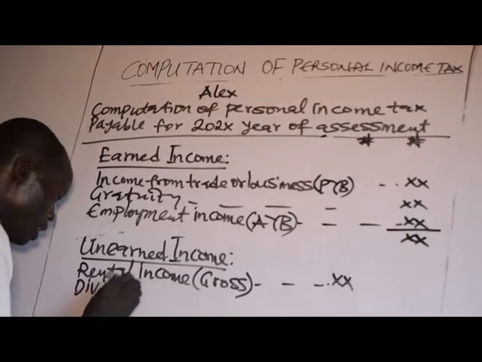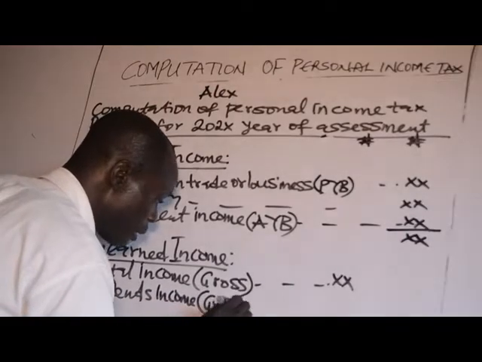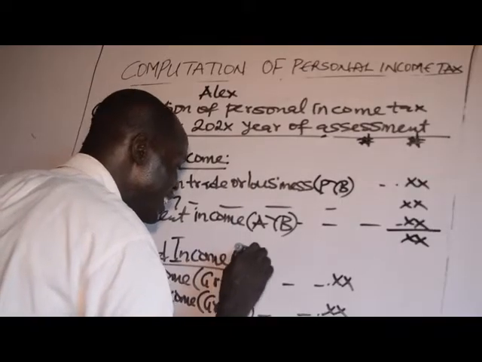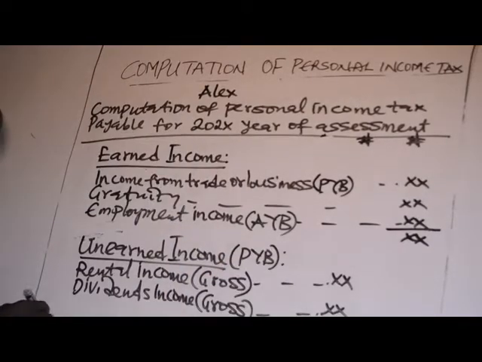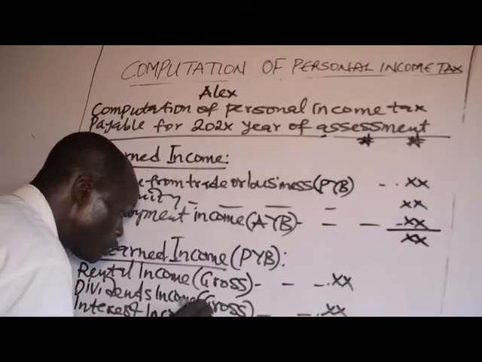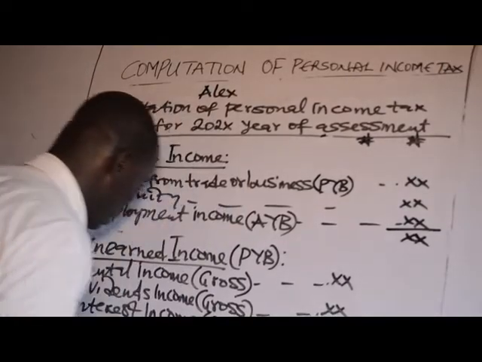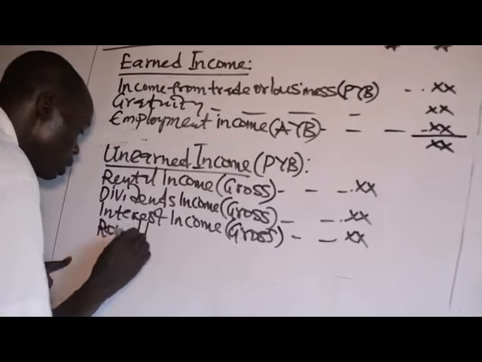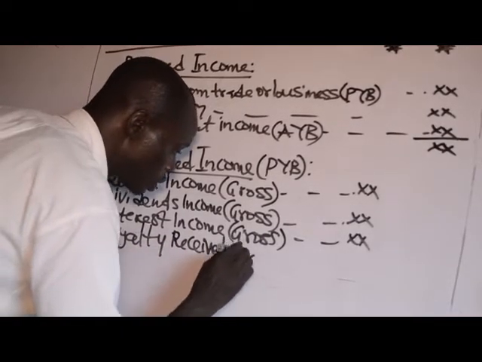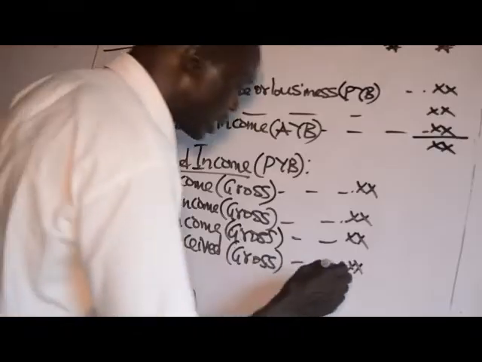Dividend income. It has to be reported gross. You have to gross it. And for the unearned income, I've told you that all the unearned income is on preceding year basis, PYB. Then interest income. You have to gross it. It has to be reported gross. Royalties. Royalty income received. You have to gross it. Other unearned income: every other unearned income will fall under this category. You have to gross them.